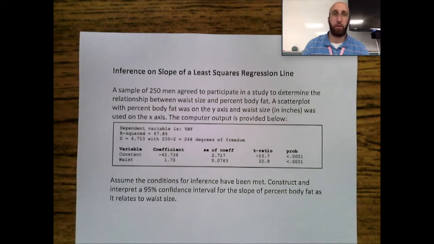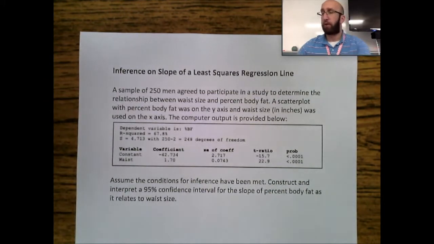Inference on slope of a least squares regression line. So the idea is we've done lines of best fit, which is a least squares regression line, and now we're going to go back to it and look at how we can do confidence intervals and hypothesis testing with those lines of best fit. I'm going to very quickly talk about how to do a confidence interval as well as a hypothesis test with this type of problem.